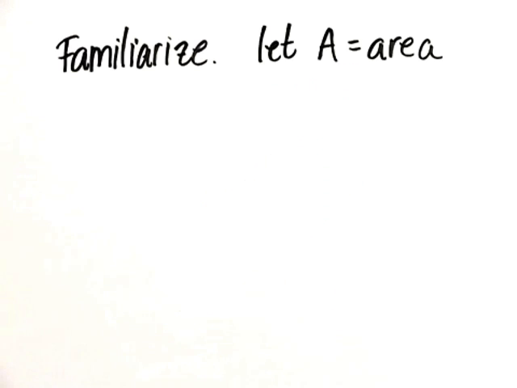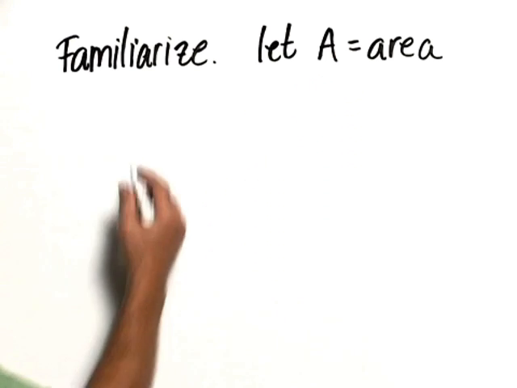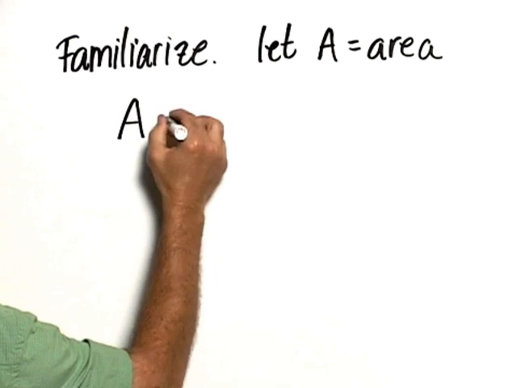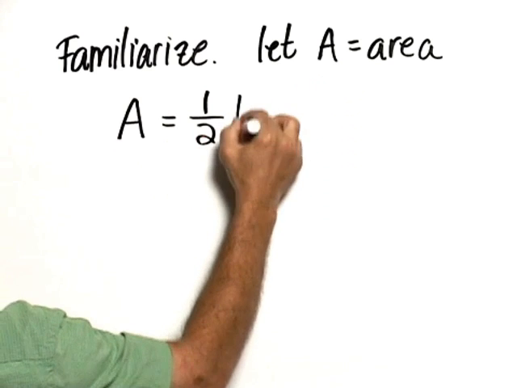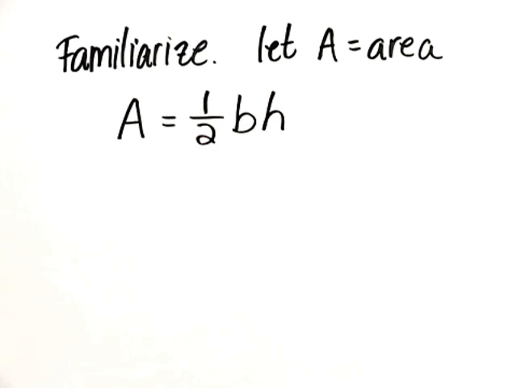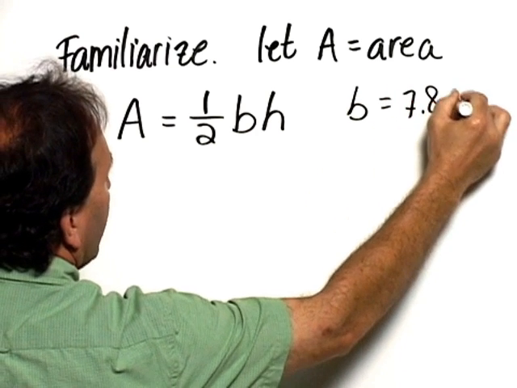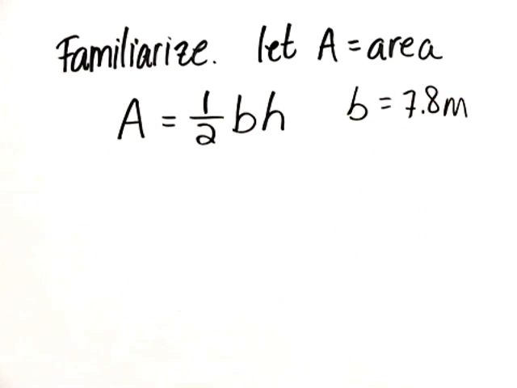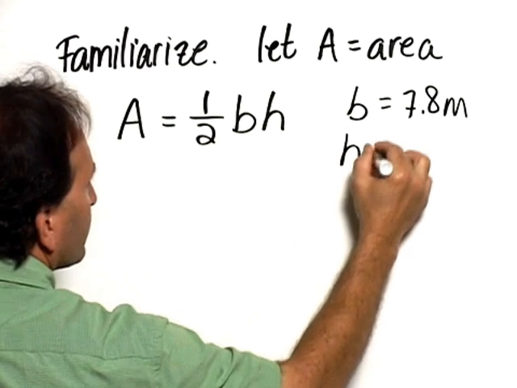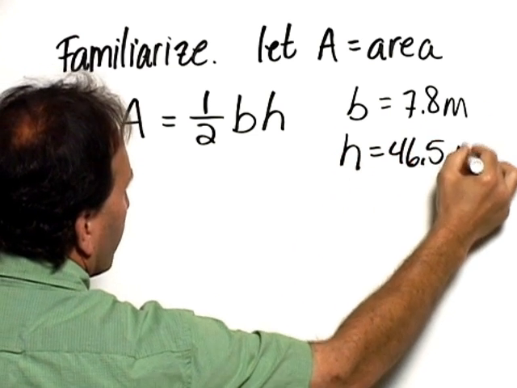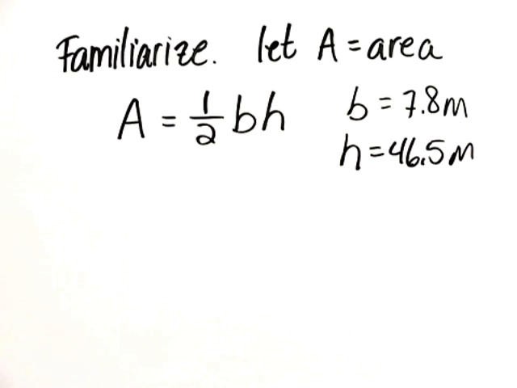Now, the second step is to translate. Well, we're going to translate the formula for the area of a triangle, which is 1/2 base times height. And what we will then do is substitute for the base and the height, and that will allow us to calculate the area. If you'll remember, the base was equal to 7.8 meters, and the height was equal to 46.5 meters. Let's make those substitutions.